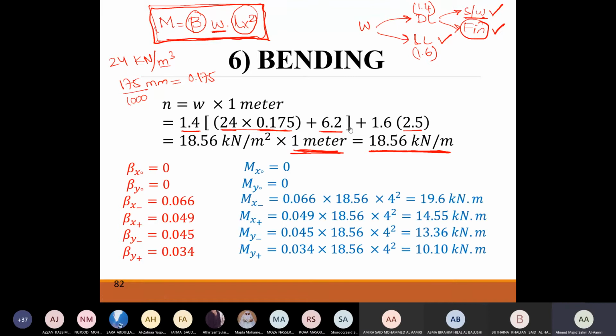Okay, now can I have them in this way? Can I say that the moments are these, where we use the coefficient 0.066, we use our W, which is 18.56, and then our LX, which is 4? Are we fine? Any question regarding this? It's a direct multiplication. Any question regarding it? Or are we okay?